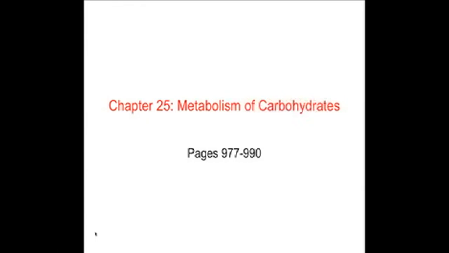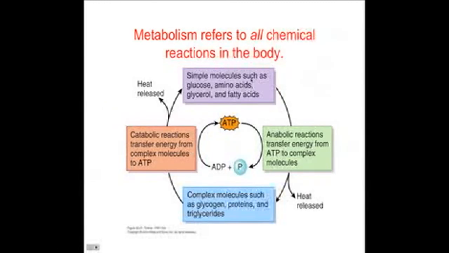Okay, well, we're dealing with chapter 25 and really just the metabolism of carbohydrates. So pages 977 through 990. Remember, metabolism refers to all chemical reactions in the body, and this is that same old diagram that we've seen more than a couple of times.